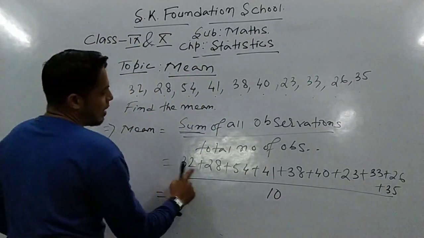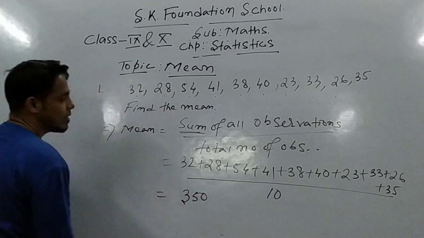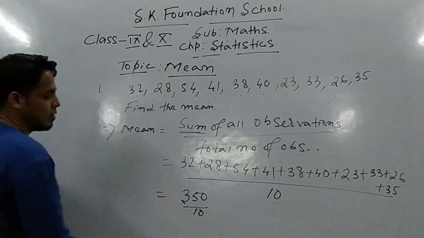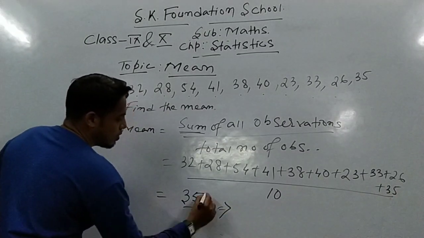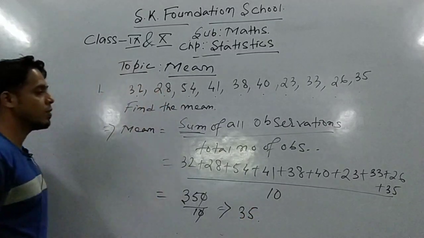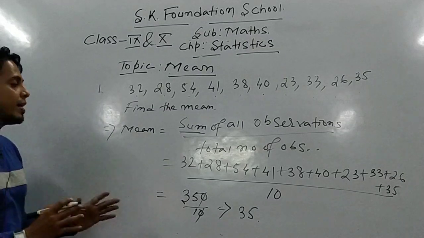When we add these observations, the answer will be 350. So 350 by 10. The zeros cancel out, so mean equals 35. This is our answer. In this way we calculate mean.